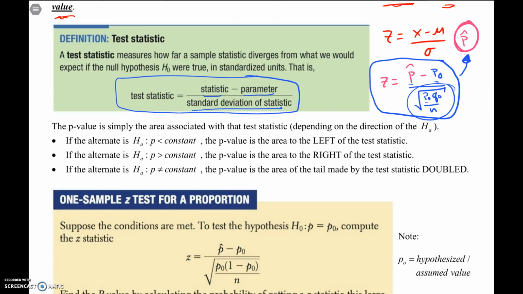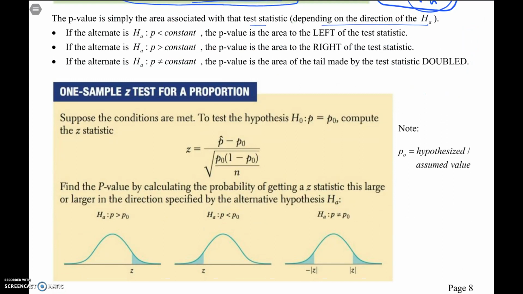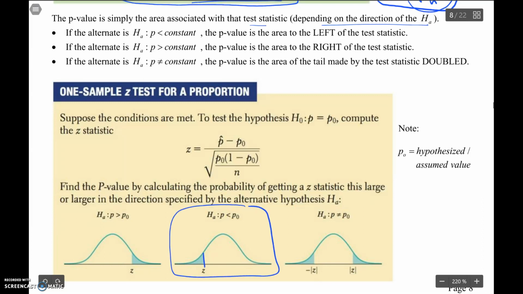Once we have the test statistic, we calculate the p-value by simply finding the area associated with the test statistic according to the alternate hypothesis. So if the alternate hypothesis is that your p is less than the hypothesized value, we look at the area to the left of our test statistic. If it's greater than, then we're going to find the area greater than that test statistic. And if it's not equal to, we're going to find the area of one tail from our test statistic, and then we're going to double it.